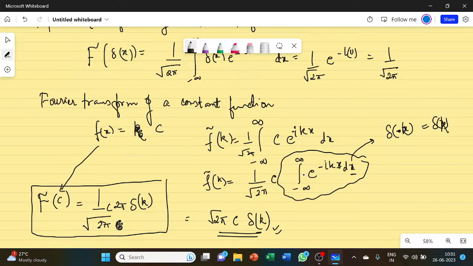Now I will move forward and see one more thing. Just give me a minute before I write that up. So let us do some of the properties at first. And then we'll move further.